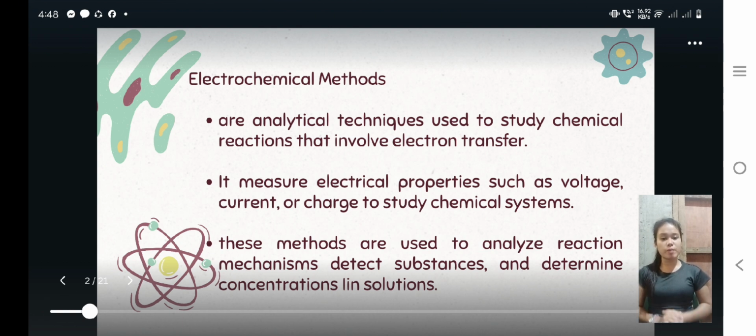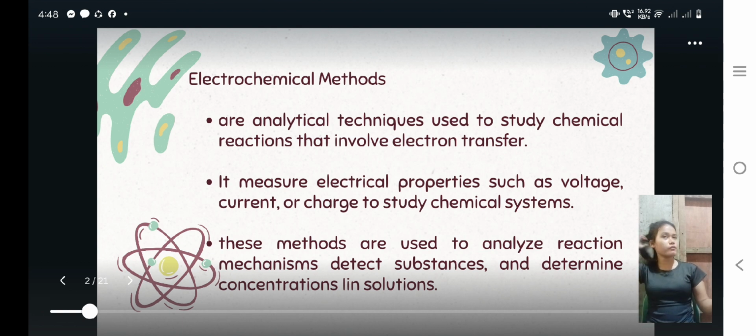So when we say electrochemical methods, from the word electrochemical, electro comes from electricity, which means the flow of electrons. And when we say chemical, it involves substances and chemical reactions and how they react to each other. So electrochemical methods means studying or using the interaction between electricity and chemicals. It involves chemical reactions and electricity.